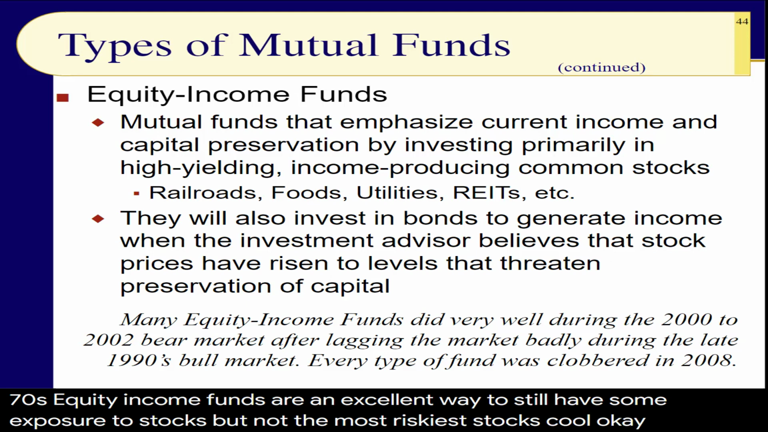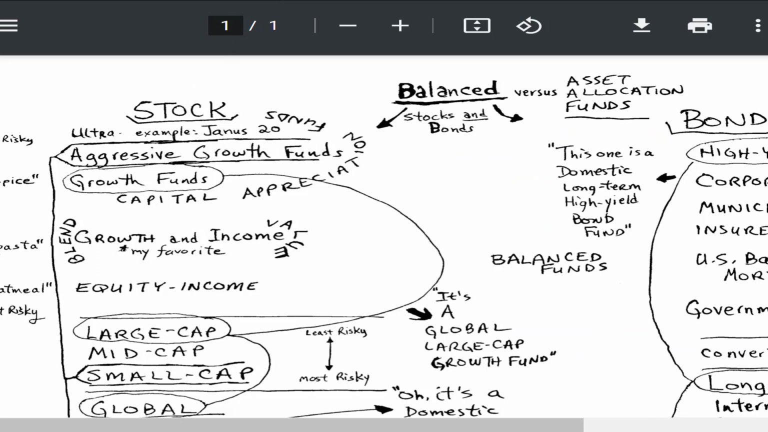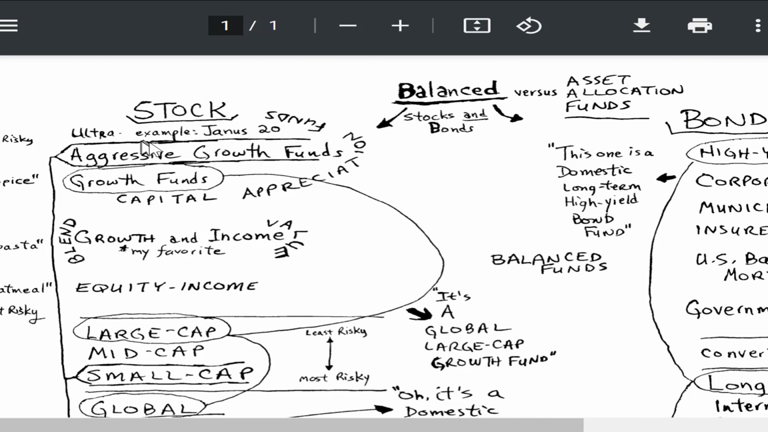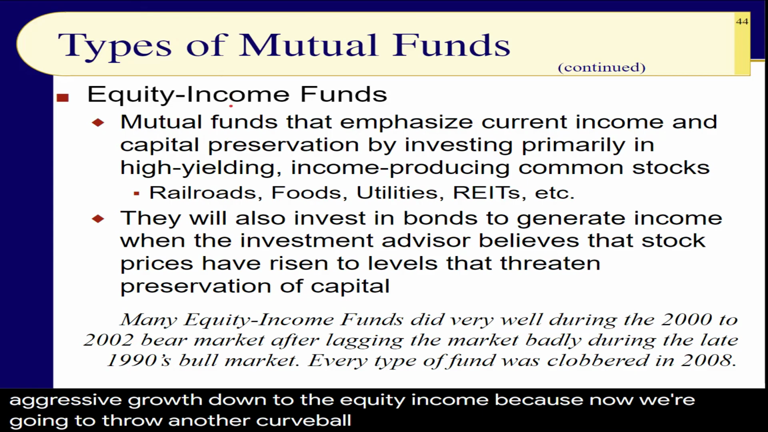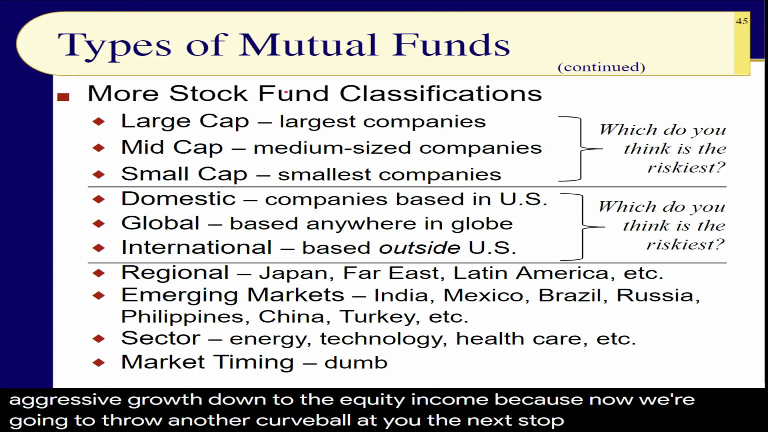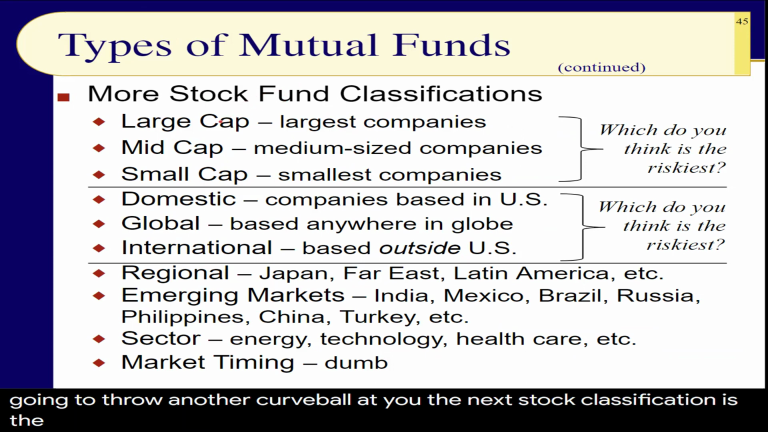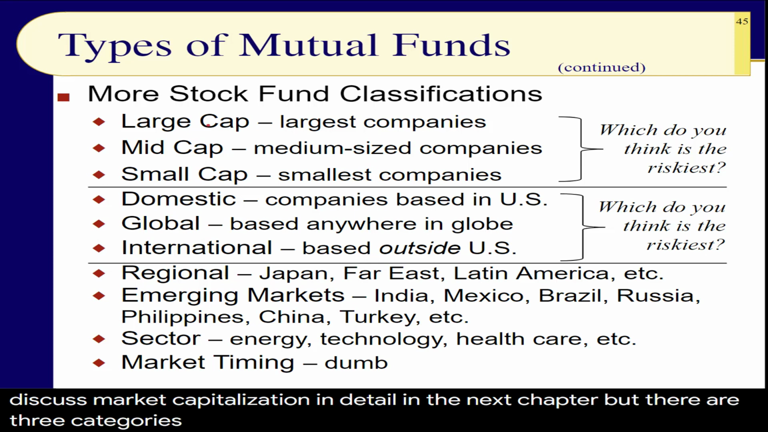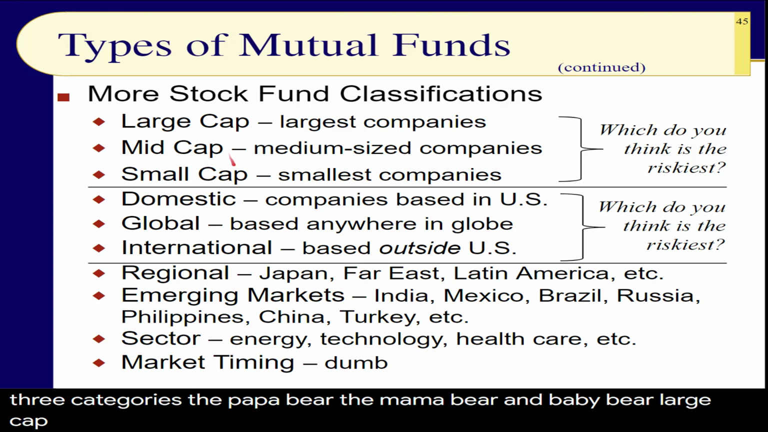Cool. Okay. So that was our list from the riskiest to the least risky stocks, right? Here they are, from the aggressive growth down to the equity income. Because now we're going to throw another curveball at you. The next stock classification is the size of the company, what's called the capitalization. And we'll discuss market capitalization in detail in the next chapter. But there are three categories: the Papa Bear, the Mama Bear, and the Baby Bear. Large cap, mid cap, small cap.